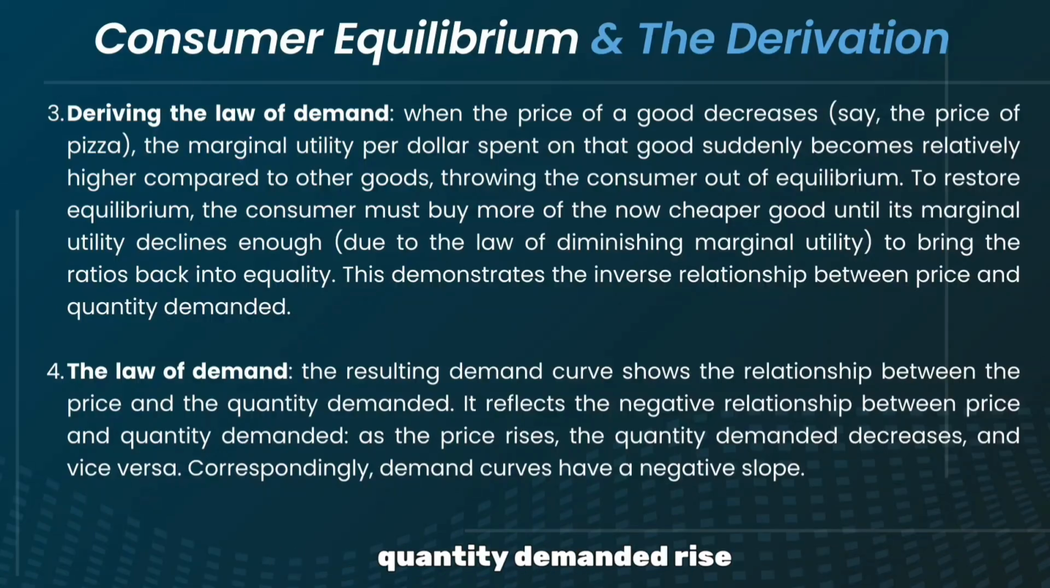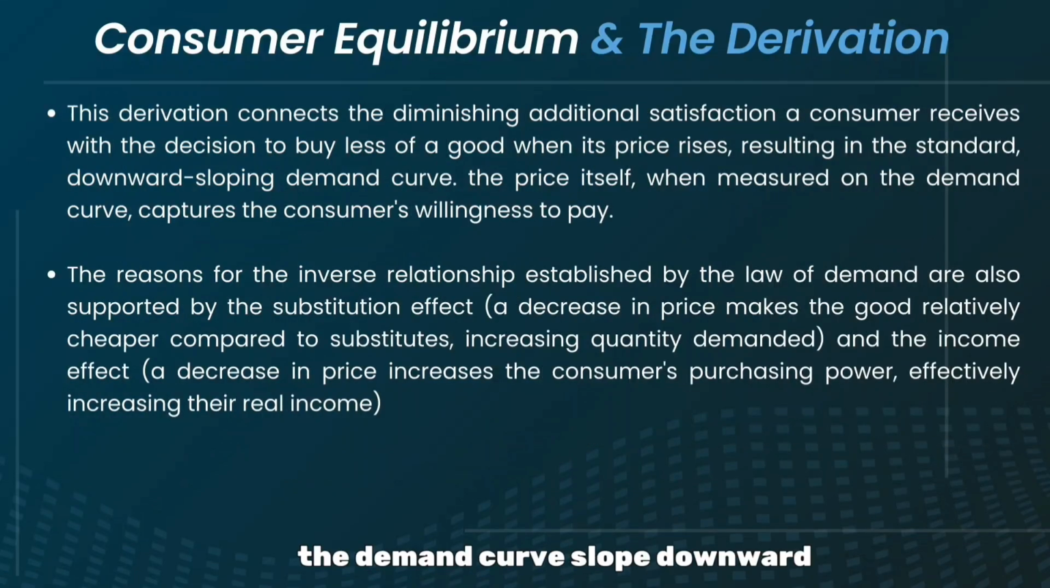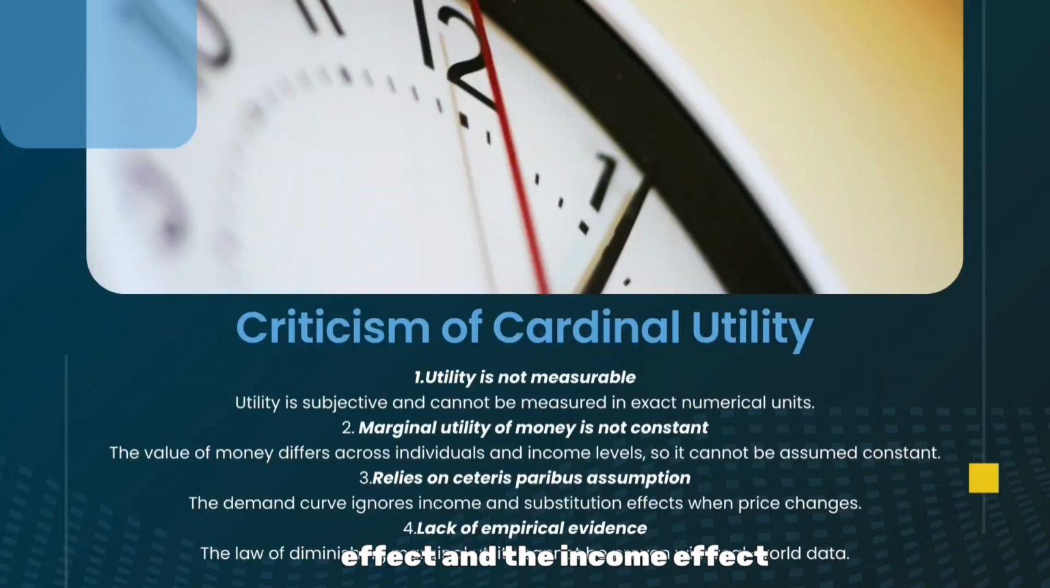When price falls, quantity demanded rises. When price rises, quantity demanded falls. As a result, the demand curve slopes downward. The relationship is also supported by the substitution effect and the income effect.